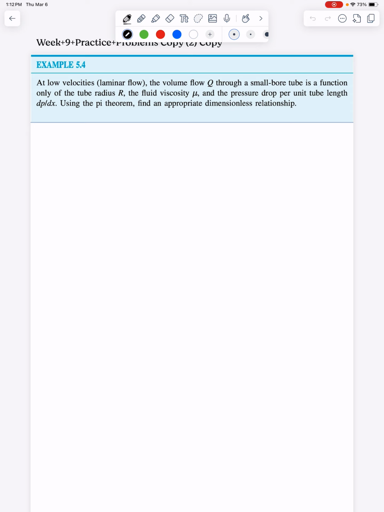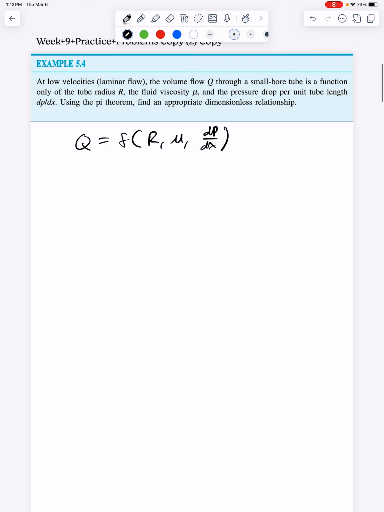Okay. So, what's given was Q, a function of tube radius, fluid viscosity, pressure gradient. In pi theorem, we get started by calling this variable n. N refers to the number of variables we're working with. As you see, we have Q, we have R, we have mu, we have dP dx. Therefore, n is equal to 4. Step 1 for pi theorem is that we want to get the dimensions for each variable.